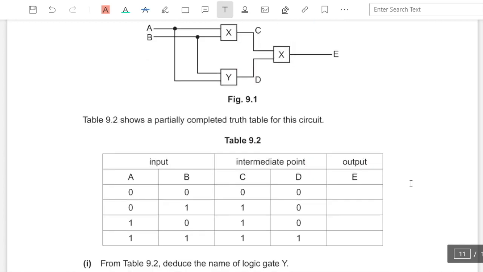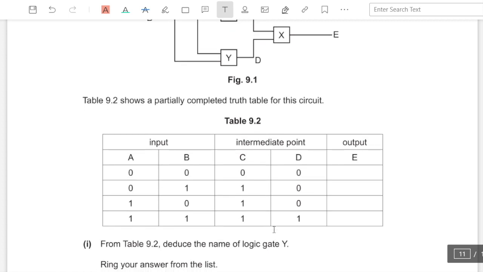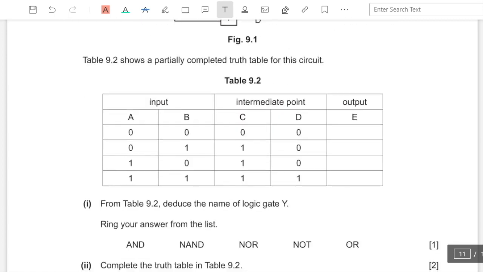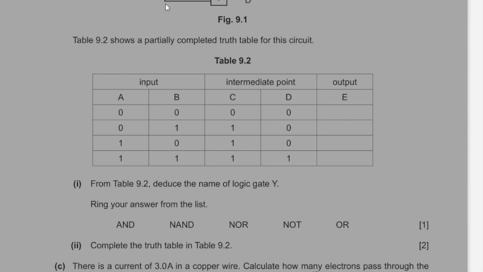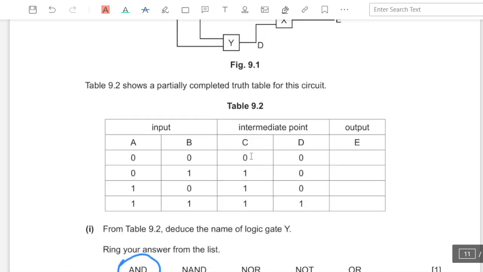Alright, so here we have the logic gate Y and it has the inputs A and B and the output is D. So as you can see over here, the only output which is 1 over here for D is when it has both of the inputs as 1, which means this gate Y over here is an AND gate. And so I'm going to be circling AND to complete the truth table in table 9.2.